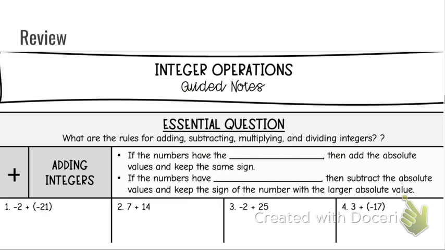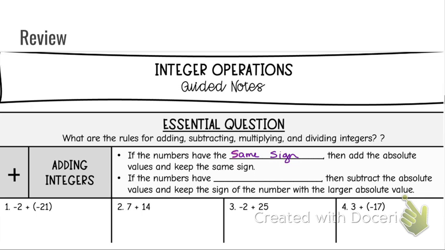All right, so we're going to go back through and review this much more quickly. This is just kind of a wrap-up notes. And so we want to know those rules for adding, subtracting, multiplying, and dividing integers. So if numbers have the same sign, then add the absolute values and keep the sign. Remember, absolute value is just the number part.